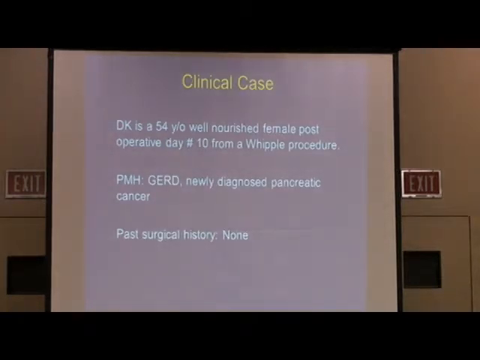DK is a 54-year-old well-nourished female, post-operative day 10 from a Whipple procedure. I had a lot of patients who underwent Whipple procedures. For those of you who are not as familiar with it, it is a pancreaticoduodenectomy. Essentially they take off a portion of the pancreas along with possibly a portion of the stomach and a lot of the other organs in there, and they attach it to the jejunum. So basically it's a really big abdominal surgery. The patient has a history of GERD, newly diagnosed pancreatic cancer, that's why she's having the Whipple, and no past surgical history.